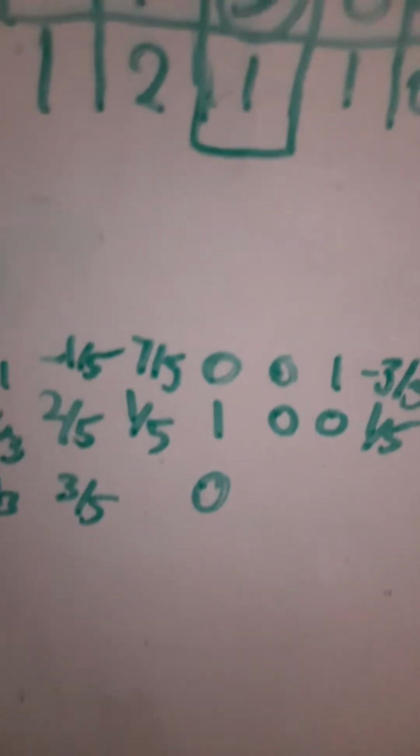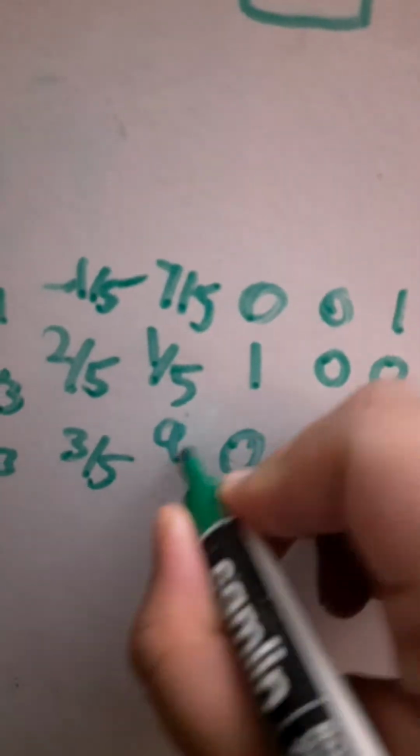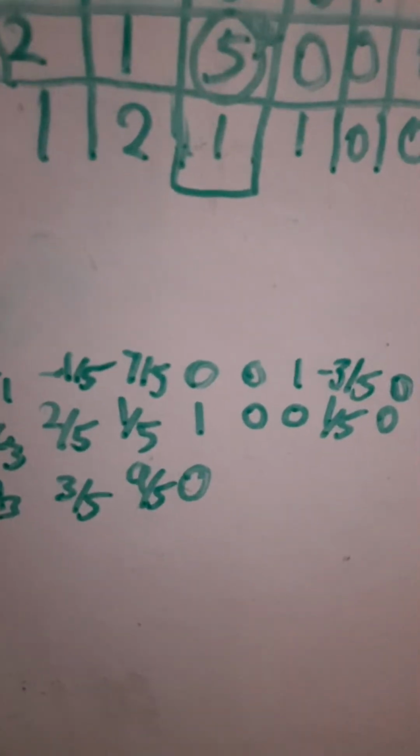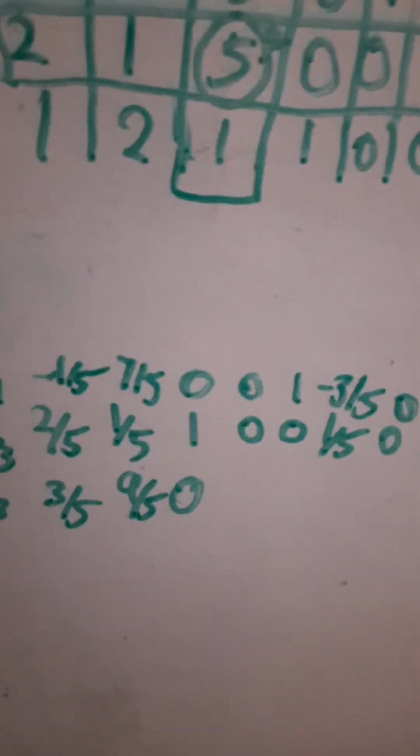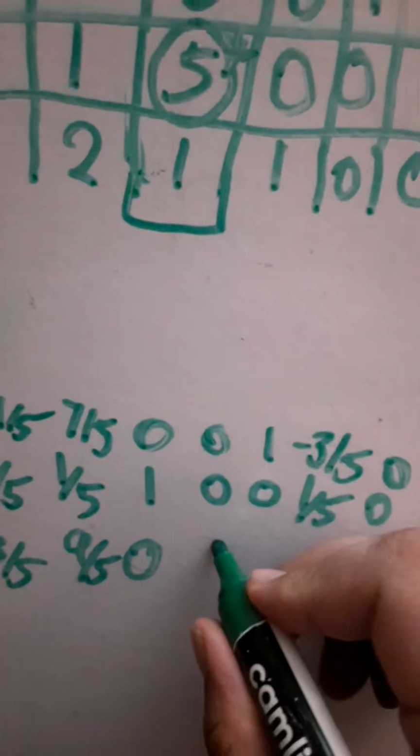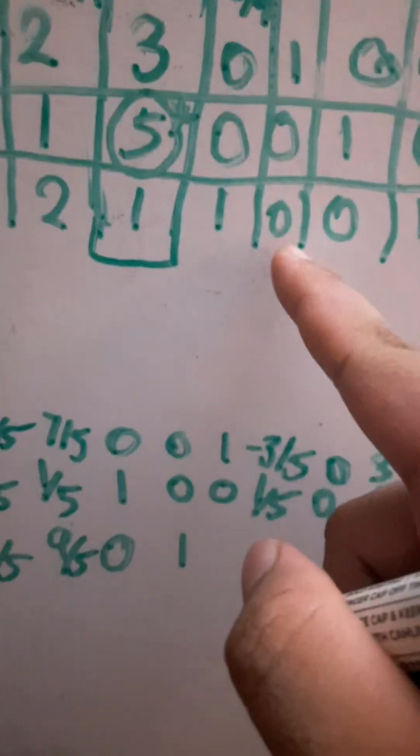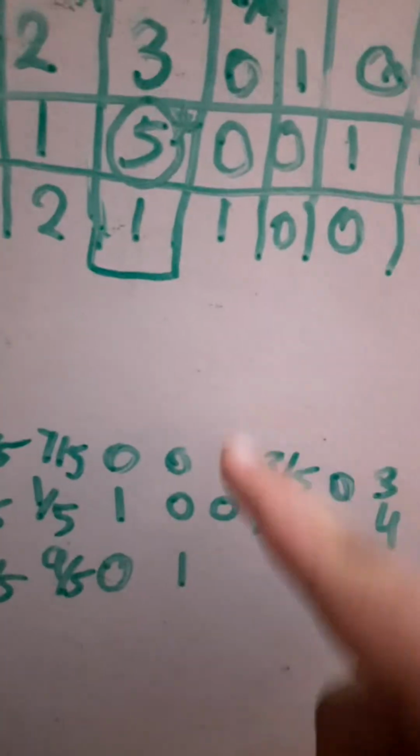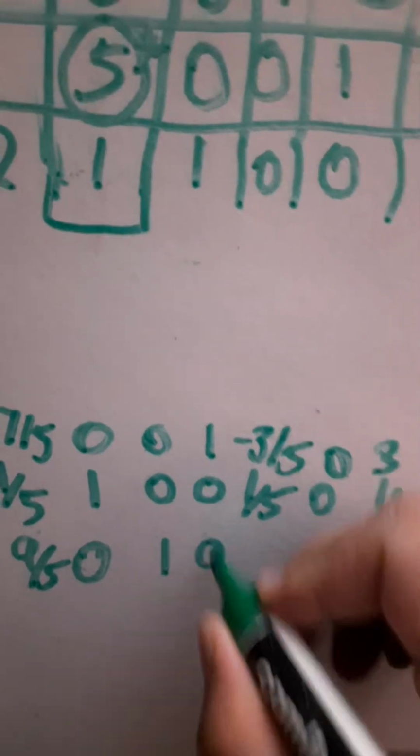1 by 5 minus 2 minus 1 by 5. 5 2s are 10. 10 minus 1, 9. 9 by 5. After that 0. 1 minus 0. This 1 minus this 0 is 1. This 0 minus this 0 would be 0.